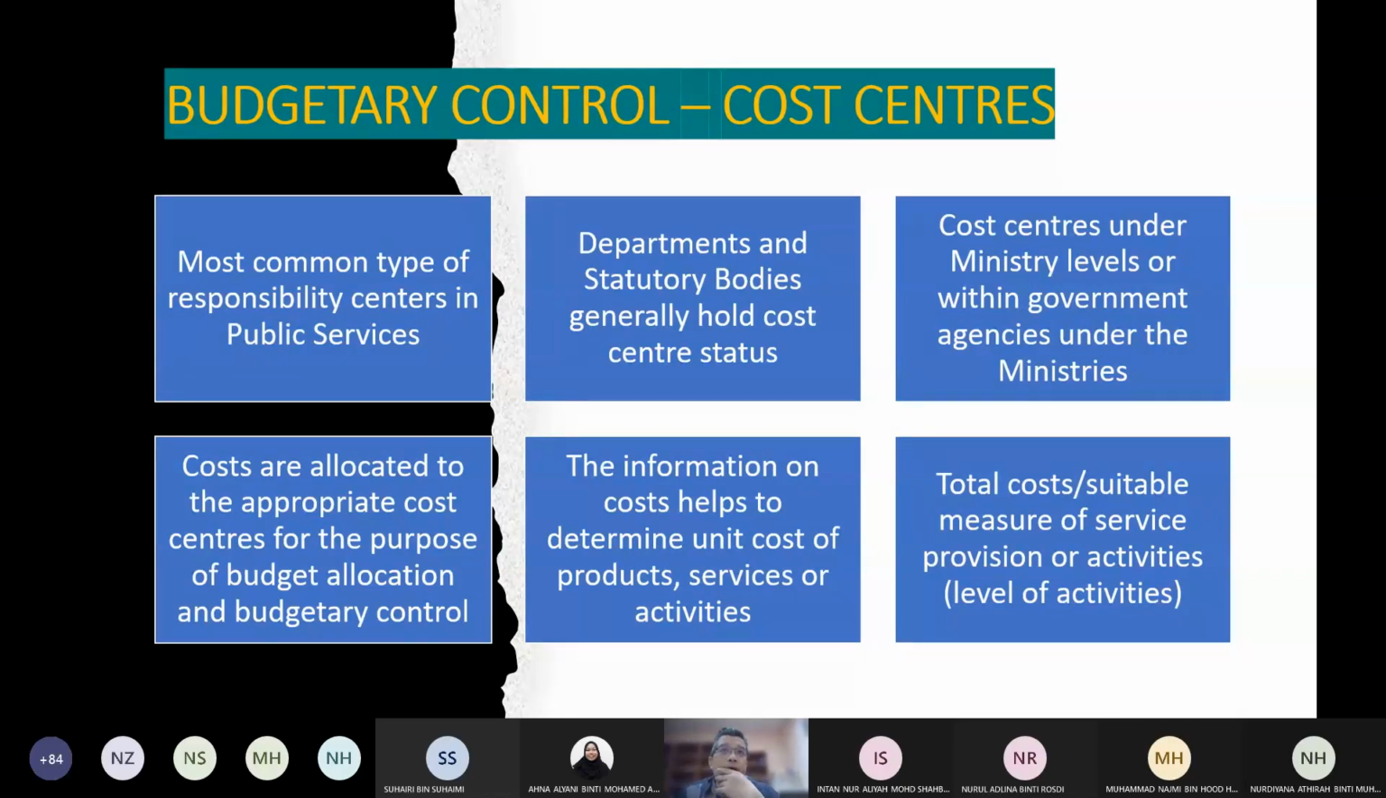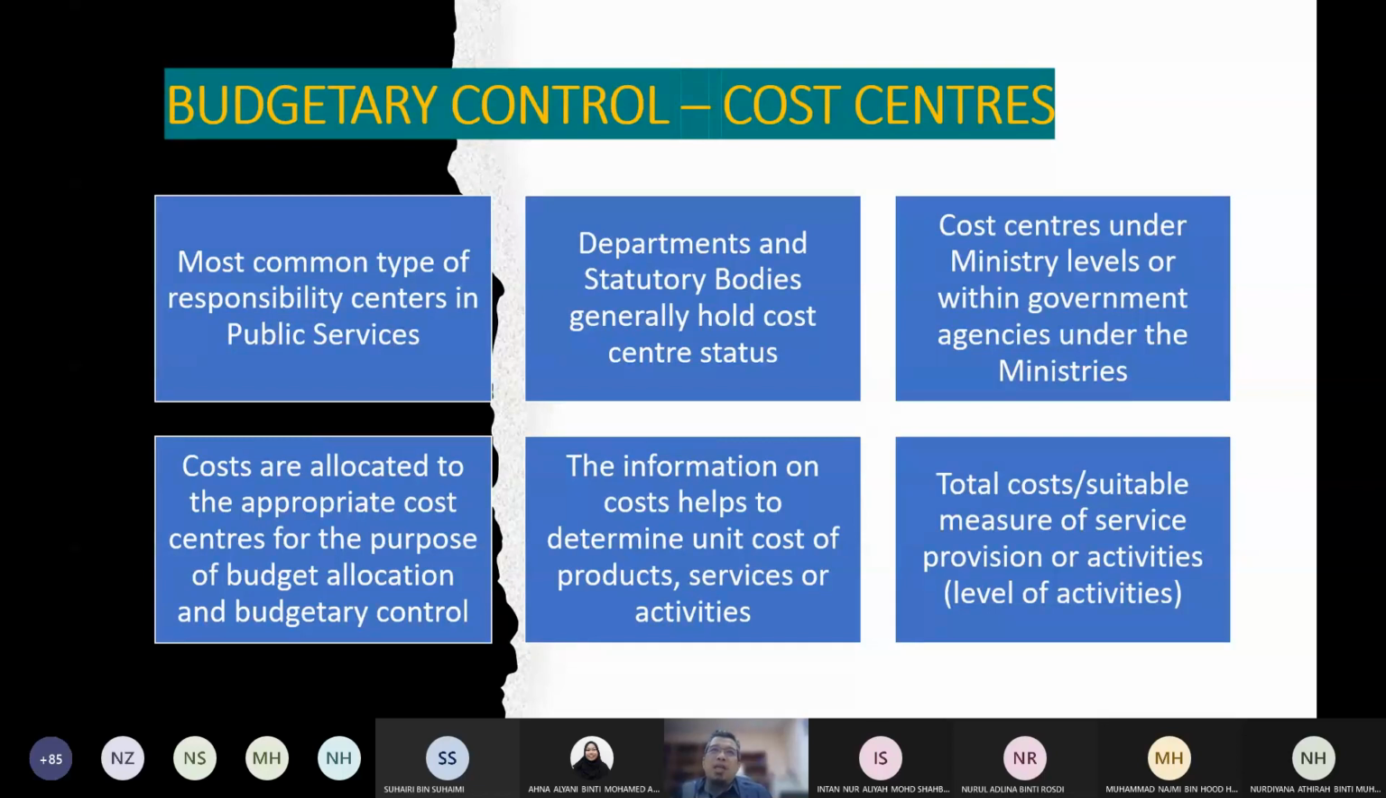In any case, they need this information system or costing system that can help them to monitor their activities. Right. Total cost is a suitable measure of service provision activities and level of activities, to reflect how efficient and effective they are. So that's why you can see most of the government responsibility centers are in the form of cost centers. That's why non-financial performance information is becoming very important.